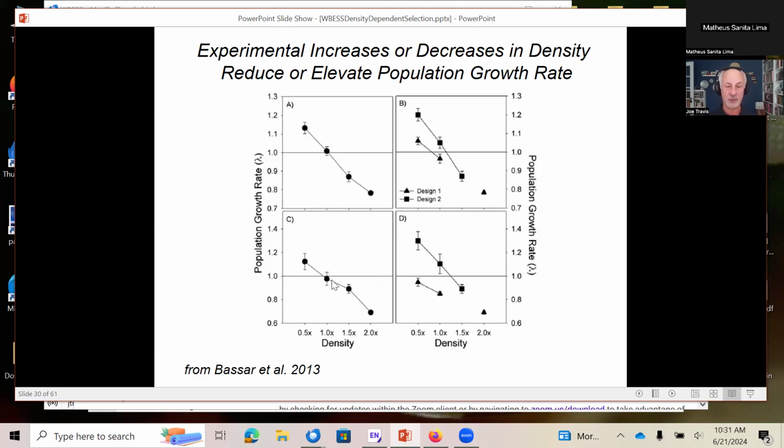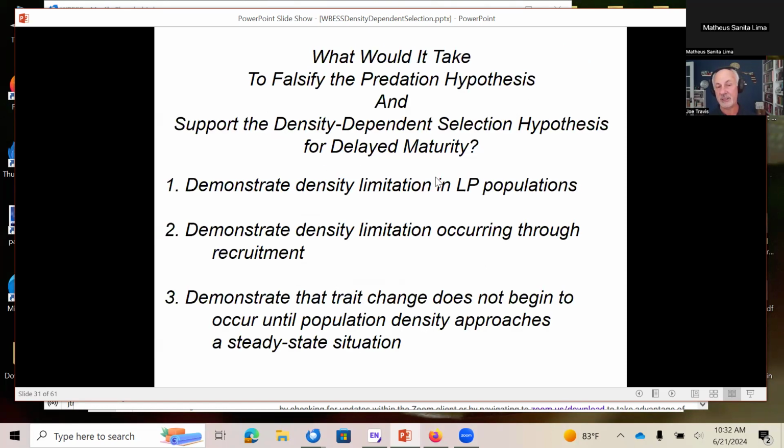Same was true in a different drainage here. Where we leave the density the same, population growth rate is the same. Lambda is 1. Population holds steady. Decrease the density by half, it increases above 1. Increase the density, it decreases below lambda equals 1. Same in this different set of experiments with a different design. So, experimental increases or decreases in density reduce or elevate population growth rate. There is density limitation in these populations.